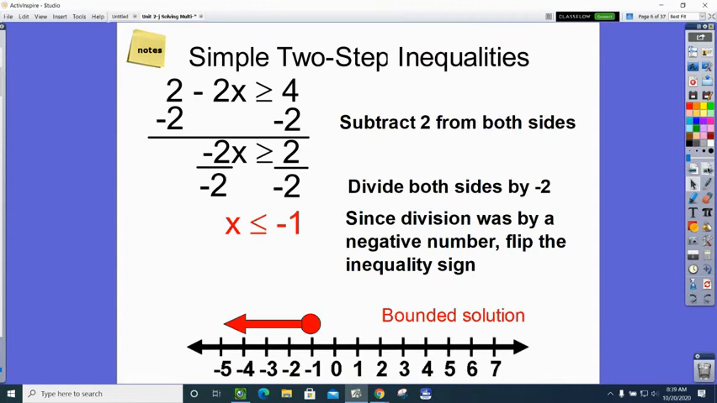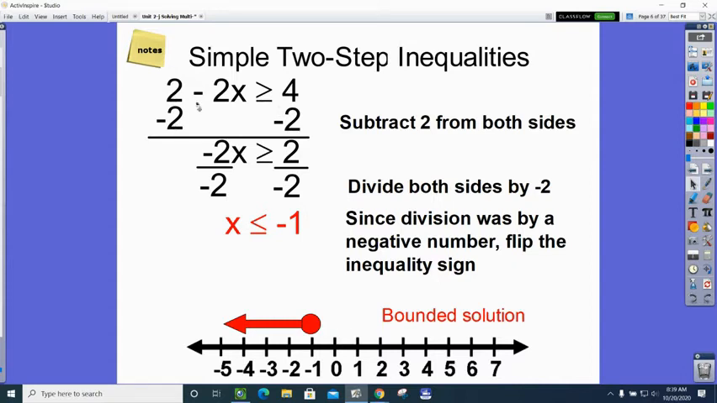So here's a simple two-step inequality. Again, treating it like an equation, I'm going to start, and be careful here. Sometimes people will make a mistake and try to add 2 to both sides. This minus is the -2, that's its sign. This 2 is positive, so we should be subtracting 2 on both sides.